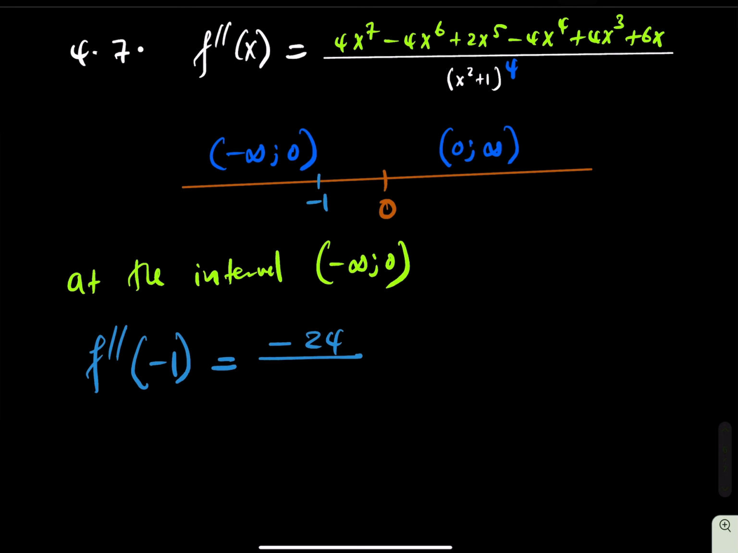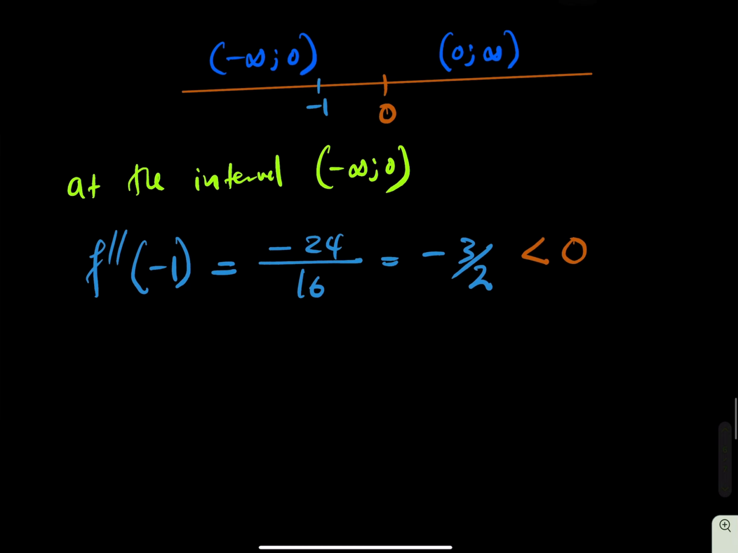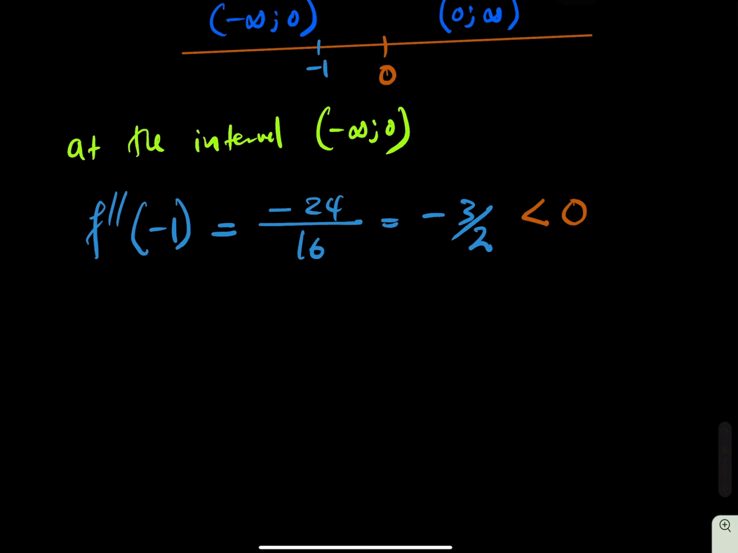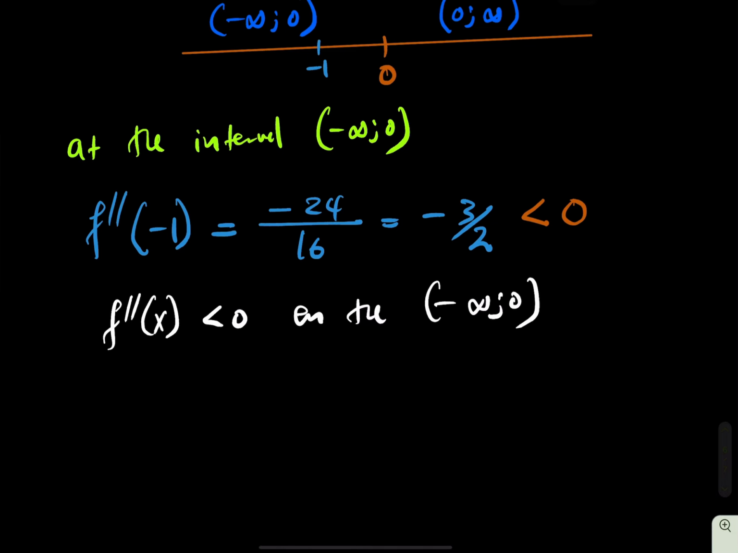Negative 1 squared is 1, plus 1 is 2, to the power 4. 2 to the power 4 is 16. And that ties down to negative 3 over 2, which is less than 0. So you can see that f double prime at x is less than 0 on the interval negative infinity to 0.